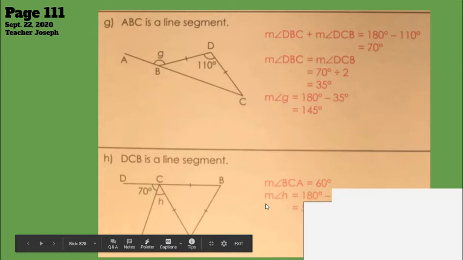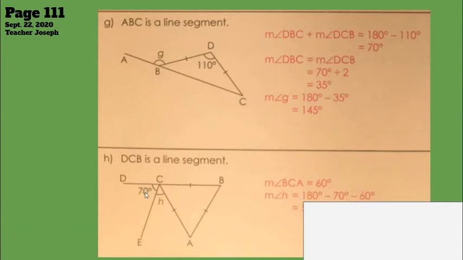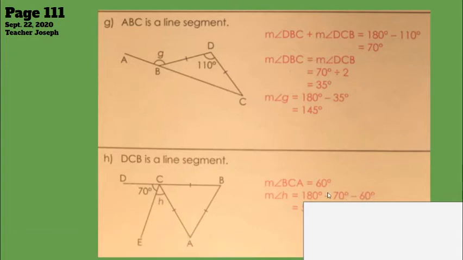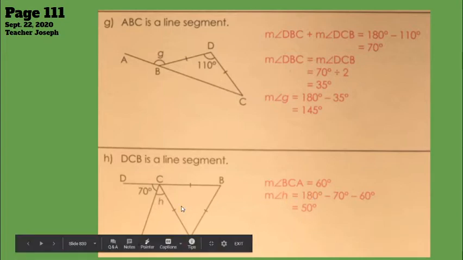Which means that if we wanted to find the measure of angle H right here, we would take 180 minus 70, which is this angle right here, minus 60, which is this angle right here, to try to find out letter H. We can also add 70 plus 60 and then subtract from 180. We're going to find out that that is 50.